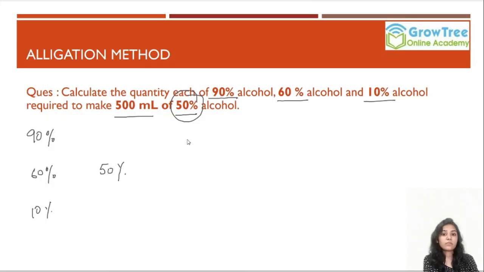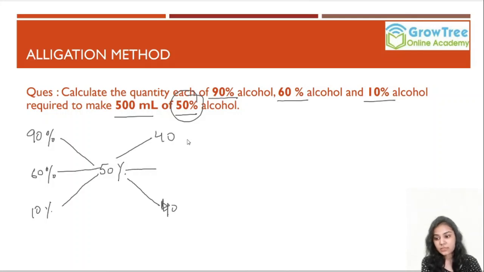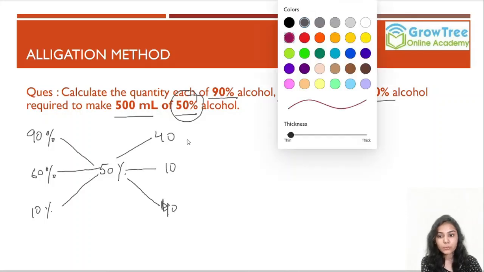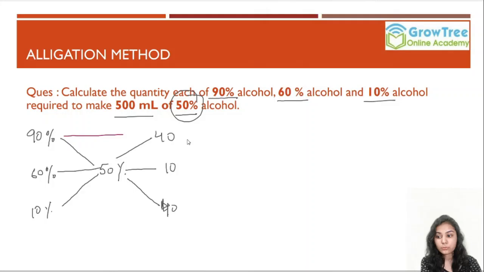Now what is the first step? We have to go diagonal for all the values. So it would be 90 minus 50 would be 40, 50 minus 10 would be 40 again, and 60 minus 50 would be 10. Now we are done going diagonal, so we are going to go straight and calculate the parts.